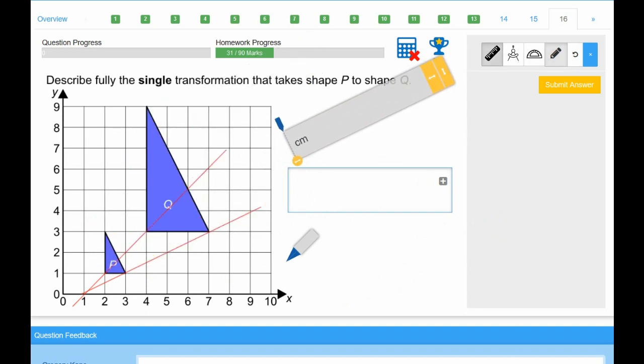So let's get rid of the ruler. So what is my transformation? It is an enlargement.